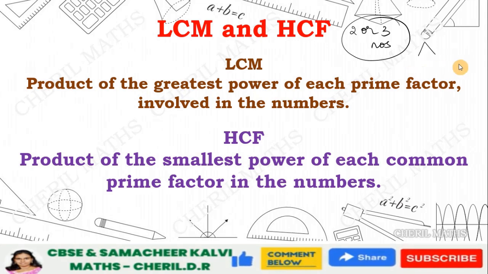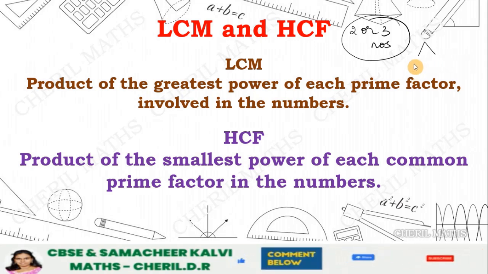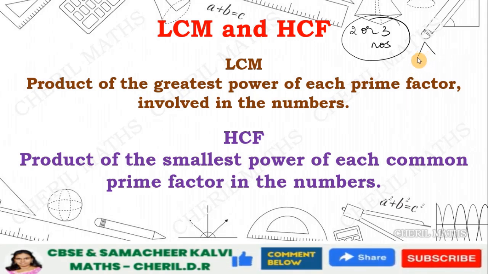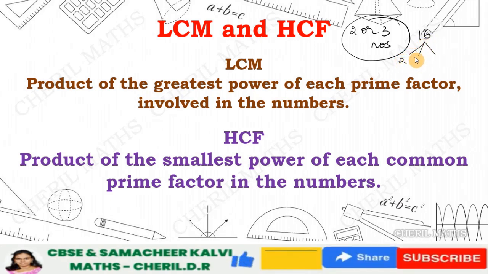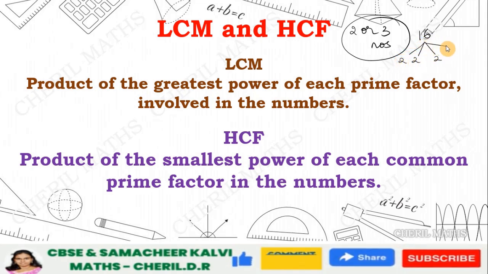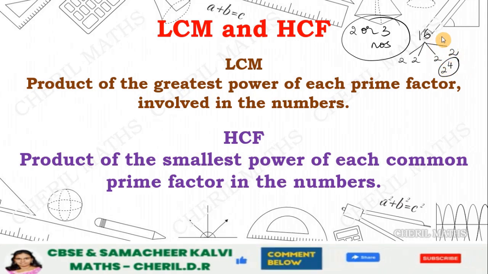When you are writing the factors, sometimes for a single prime number there might be many factors. Like if you are going to write for 16, what will be the prime factors? 2 into 2 into 2 into 2 you will get. So what do you have here? You have 2 to the power 4. Likewise you will do.